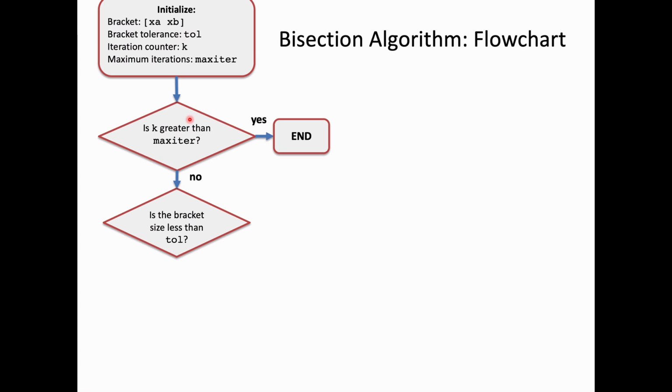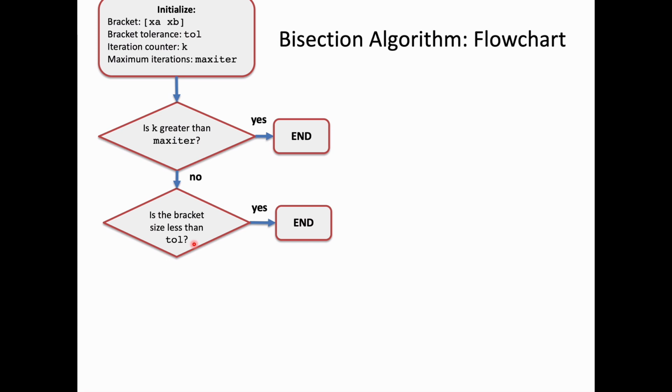If we've not exceeded the maximum number of iterations, then we check the bracket size. What is the distance between xa and xb, and is that distance less than this bracket tolerance? And if it is smaller, then we're done. And this is the successful termination.